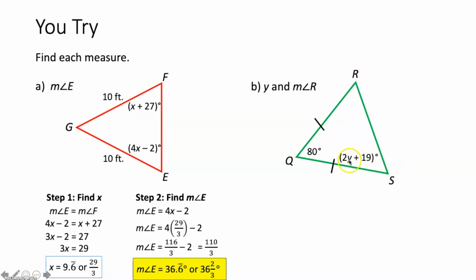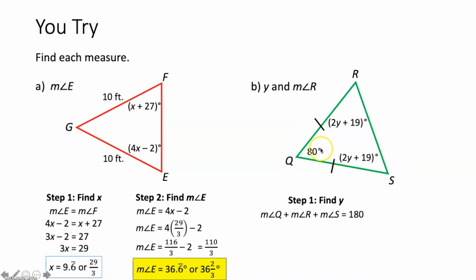So if the measure of angle s is 2y plus 19, the measure of angle r must also be 2y plus 19. Perfect. Now what do I do? Well, I first need to find y. So let's find y. I need to set up an equation to find y. How do I do that? Well, I know that this is a triangle, therefore all of the angles must add together to equal 180. So I could say that the measure of angle Q plus the measure of angle R plus the measure of angle S has to equal 180 degrees.